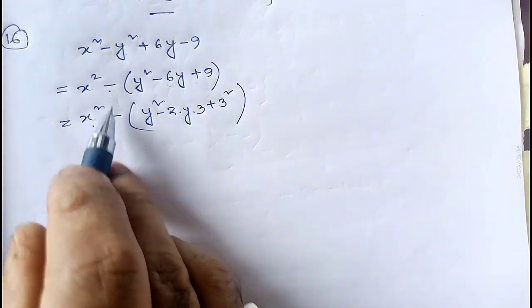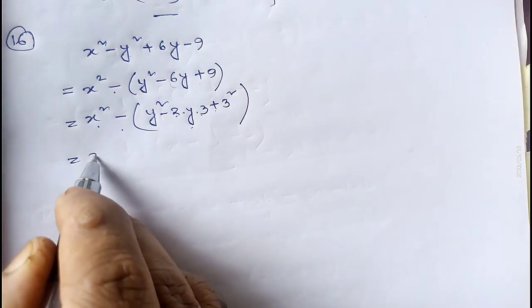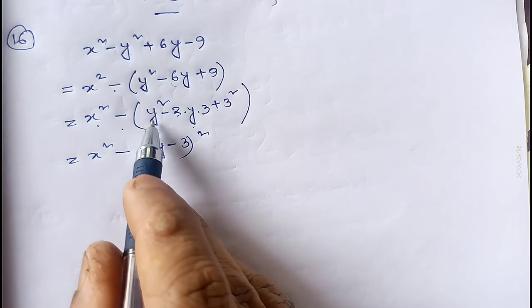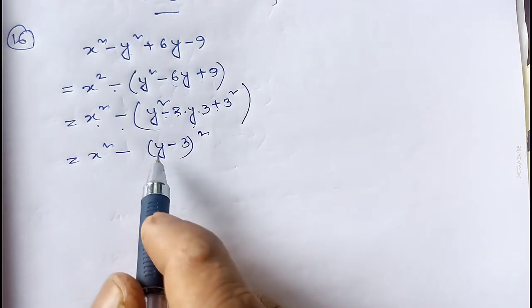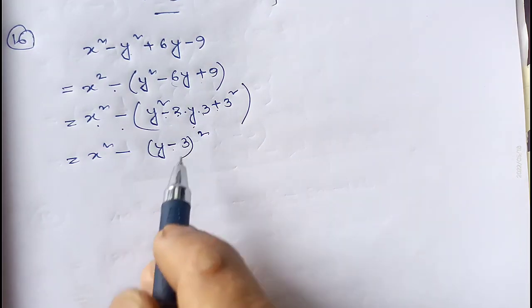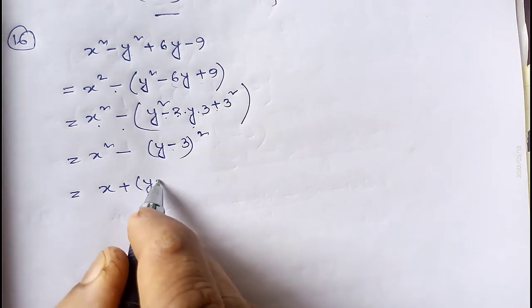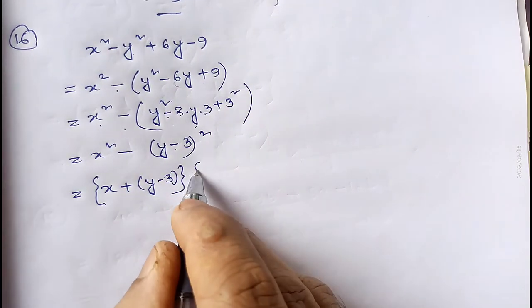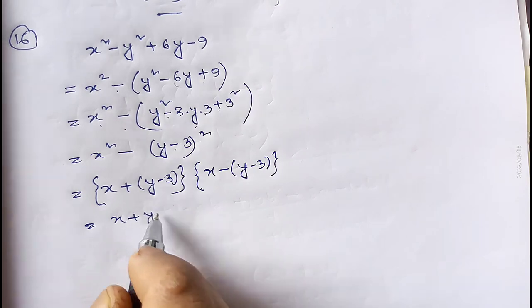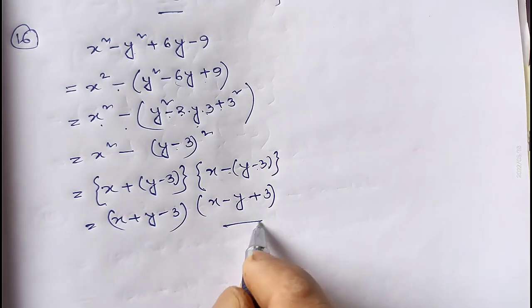Now check, x square minus y square, minus 6y, plus 3 square is 9, and this is the a minus b whole square formula, that is y minus 3 whole square. Because a square minus twice ab plus b square means a minus b whole square. So if we apply this formula, these three terms can be written as y minus 3 whole square. Now we have to use the a square minus b square formula, that is a plus b into a minus b. If you just simplify it, it will be x plus y minus 3 and x minus y plus 3, and this is the required answer.